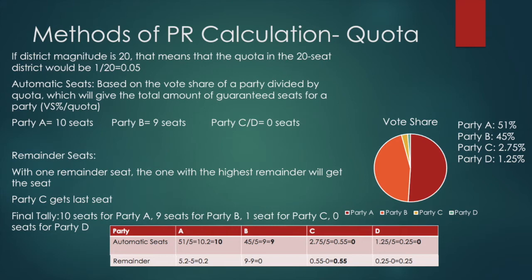Because Party C has the highest remainder, that means that they were the closest to receiving an automatic seat, and therefore will receive one now. In total, Party A receives 10 seats, Party B receives 9 seats, Party C receives 1 seat, and Party D receives 0 seats. 10 plus 9 plus 1 equals 20.